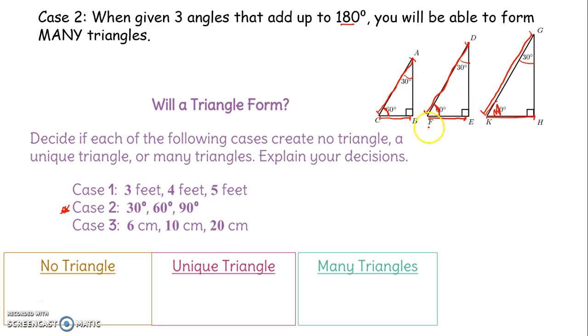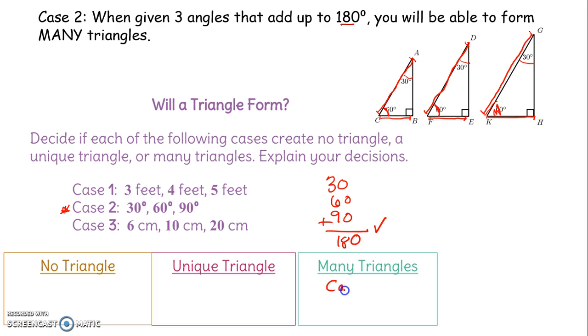You can make many triangles if you have 3 angles that add up to 180. So you just check 30, 60, 90. As long as those add up to 180, you can blow up those sides as big as you want, and the angles at which the sides meet won't change. So 3 and 6 is 9, 9 and 9 is 18.